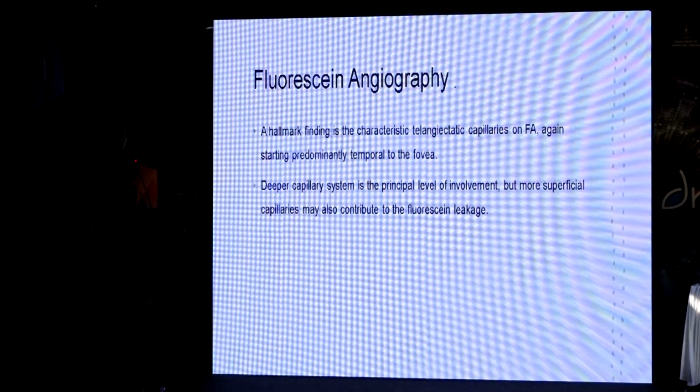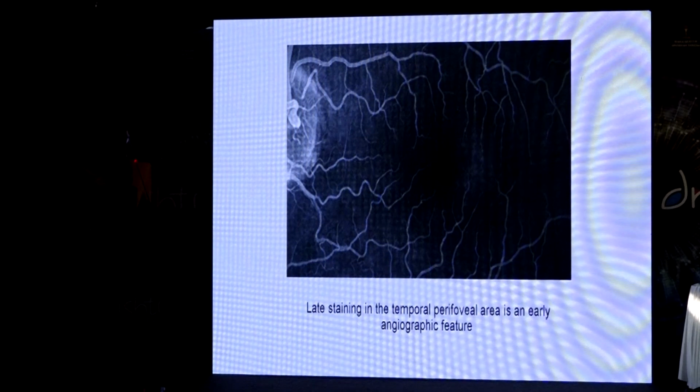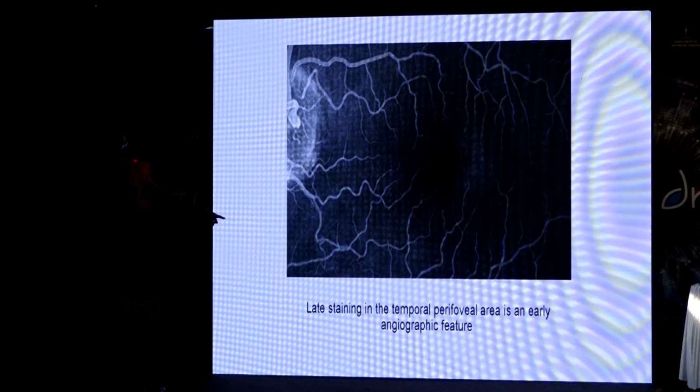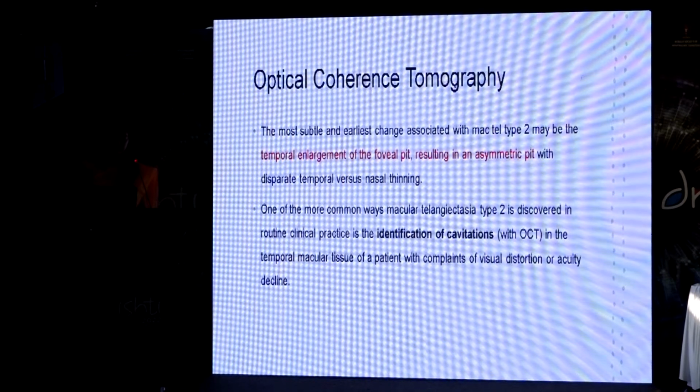Fluorescein angiography is again probably the most clinching diagnostic test. You can see the characteristic telangiectatic capillaries, and you can see the deeper system being involved as well as the superficial capillaries. There is late leakage and staining in the perifoveal area, and that is the early angiographic feature of Mactel.